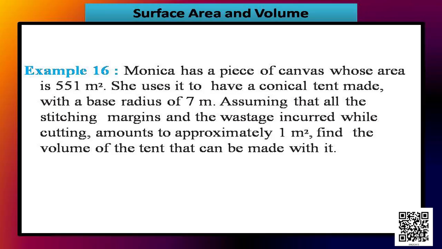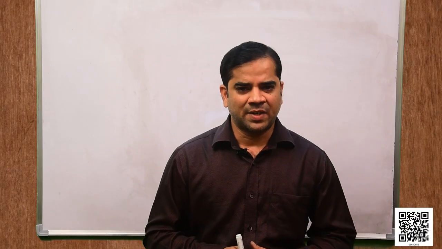It says, Monica has a piece of canvas whose area is 551 meter square. She used it to have a conical tent made with a base radius of 7 meter. Assuming that all the stitching margins and the wastage incurred while cutting amounts to approximately 1 meter square, find the volume of the tent that can be made with it. Okay. So, let us discuss the solution.